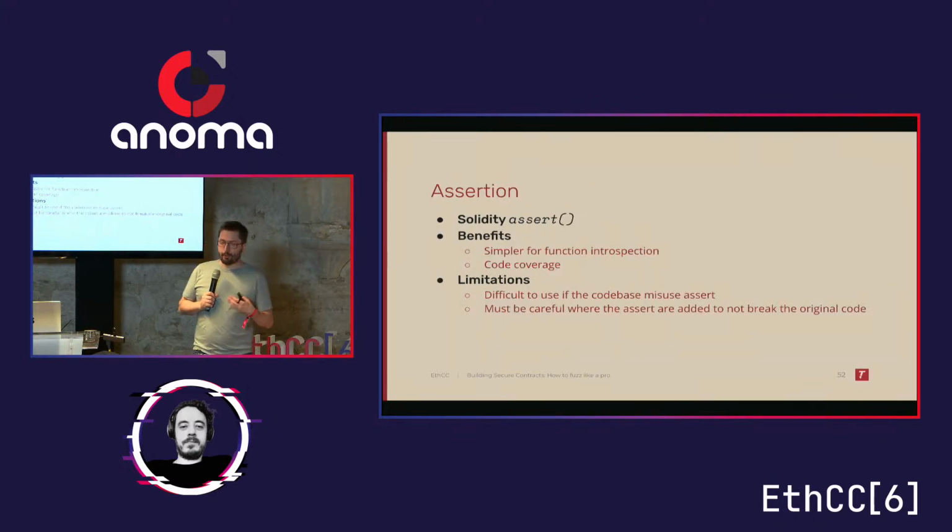The assertion, so using assert, has a couple of advantages because you can add assert in different places of the code. But it also has a couple of risks. For example, if you start adding assert everywhere in your code, maybe your assertion has a bug, maybe you add complexity. So you have to be careful where you are going to put the assertion.